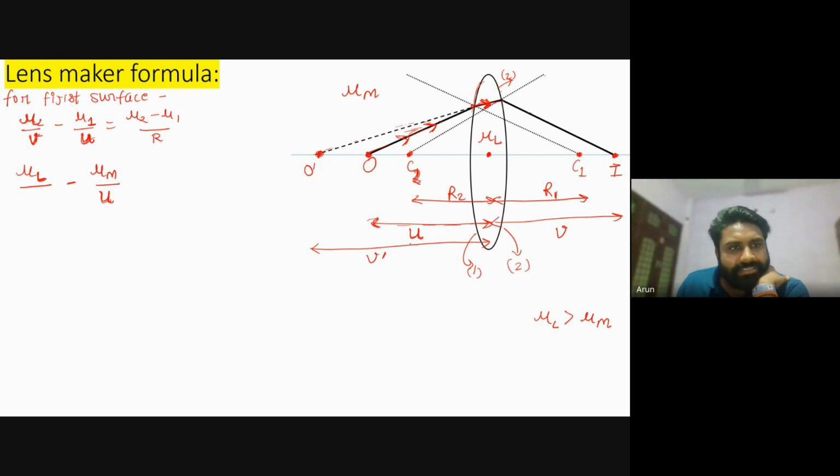Now, what is the distance v? V is the image distance, and this object appears to be an image. This is the virtual object for this surface also. So here instead of putting v, we will put v dash, equals mu of lens minus mu of medium divided by r. What should be the value of r? It is R1, for the first surface.